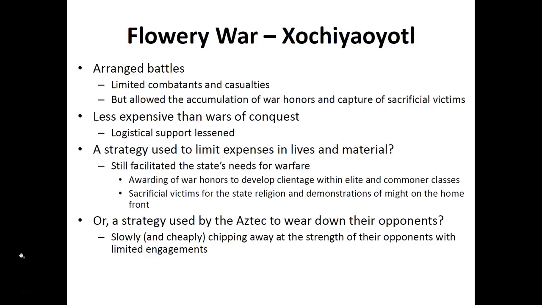However, it still facilitated the state's needs to have warfare: the awarding of war honors in order to develop a patron-client relationship between the emperor and the elite and commoner classes, and also providing sacrificial victims to be used in the state religion and demonstrate the might and power of the Aztec Empire on the home front.